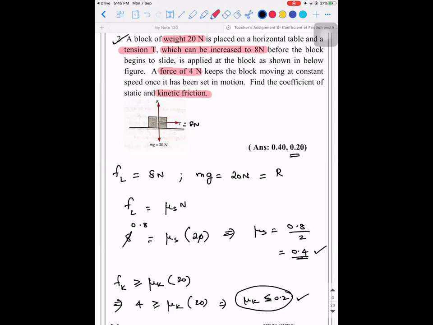Because one important point is given in the question: it is moving at a constant speed. So when you see the words constant speed, acceleration is 0. Which means the applied force is slightly greater than the kinetic friction. So to make it more specific, we can make it strictly greater than. So the outer limit of the coefficient of kinetic friction will be 0.2. I hope it is clear.